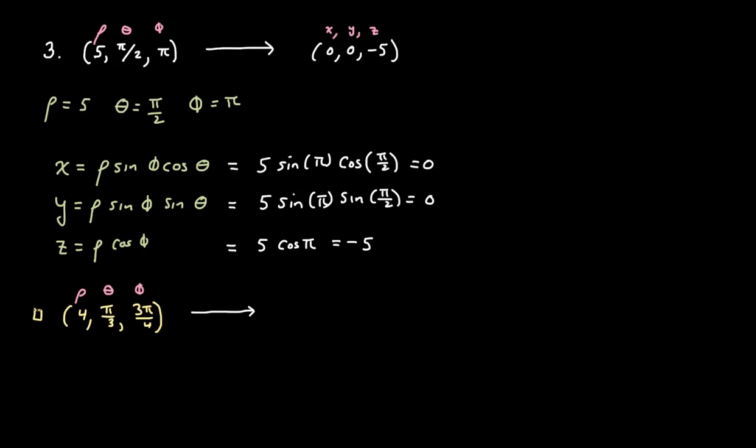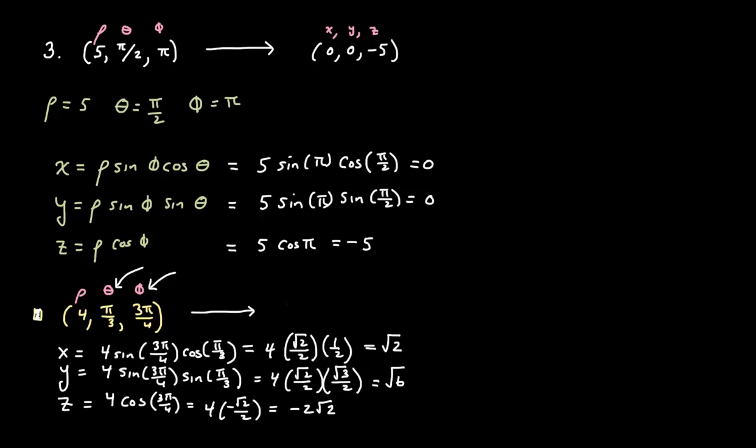Exercise 3 has another point that we want to convert, and this is going to be rho of 4, theta of pi over 3, phi of 3 pi over 4. I think you could see this is going to take us in the right hemisphere, and this is going to take us in the southern hemisphere. And that can be confirmed here with our computations, which leads us to radical 2, radical 6, negative 2 radical 2 as our x, y, and z coordinates.